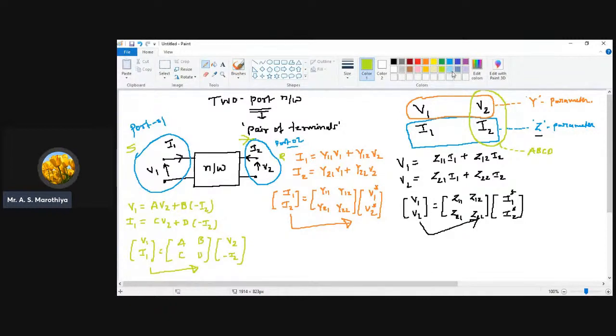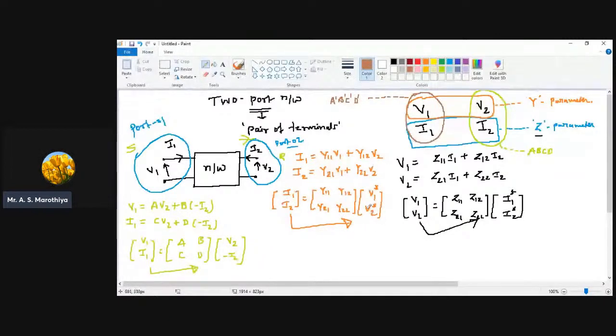Then again, it may be possible that one may define by taking this V1, I1 as independent parameter, and we are trying to define V2, I2 in terms of V1, I1. So this type of representation is called inverse ABCD, or sometimes they are called A dash, B dash, C dash and D dash two port network, or inverse ABCD parameter.